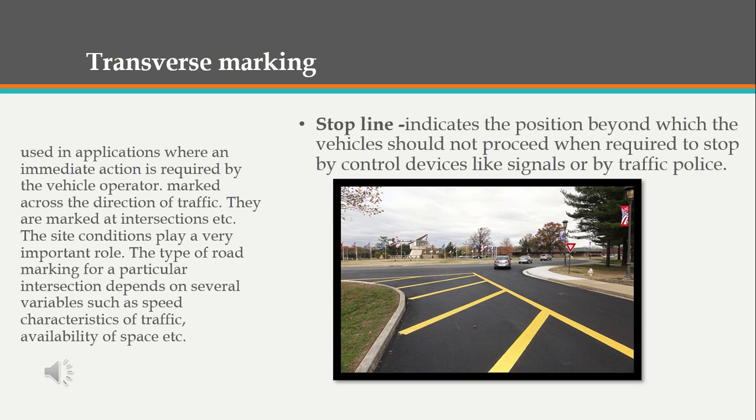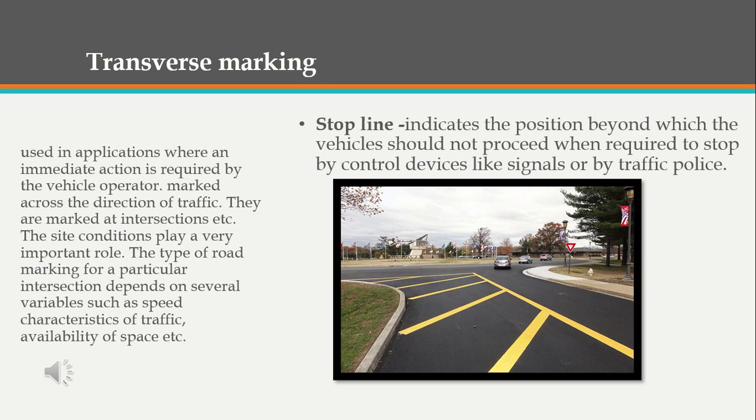Transverse markings, used in applications where an immediate action is required by the vehicle operator, mark across the direction of traffic. They are marked at intersections, etc. The type of road marking for a particular intersection depends on several variables such as speed, characteristics of traffic, availability of space, etc. Transverse markings are wider than longitudinal lines to compensate for the low angle at which they are viewed. Transverse markings consist of: first is stop lines.